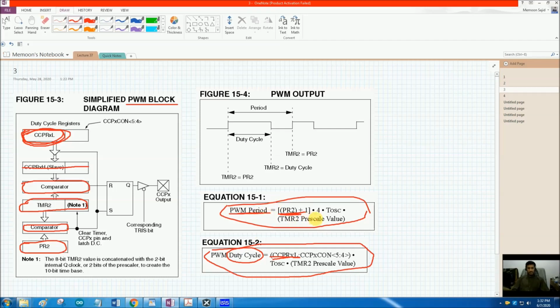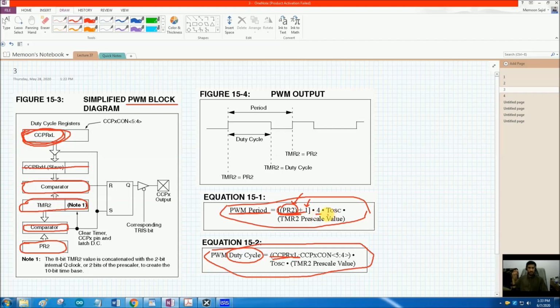This formula is fixed for PIC18F4550. So the PR2 register, we all know that it is an 8-bit register, plus 1, because 255 can be the maximum count of this. The value that can be stored in an 8-bit register is 255, but as the count starts from 0, we are missing 1 count. So that plus 1 is for that, and then this is multiplied by 4.